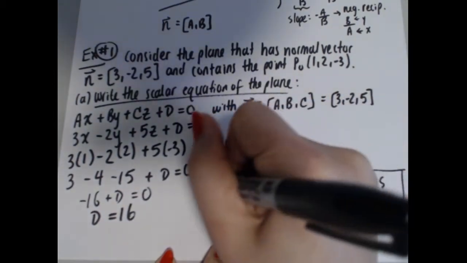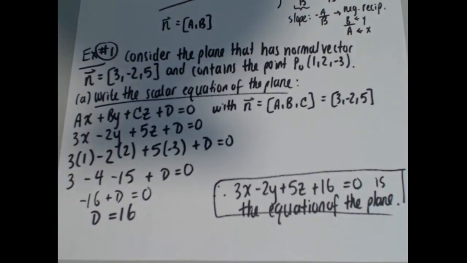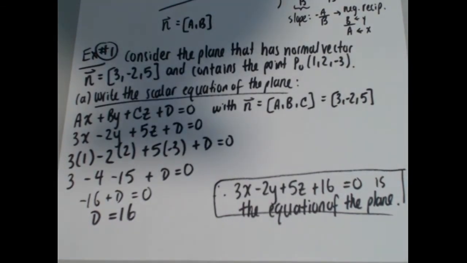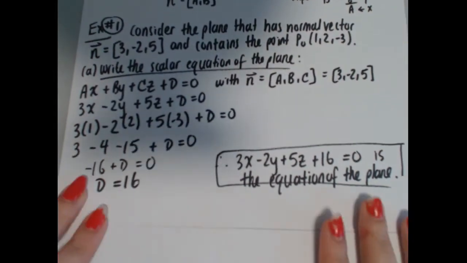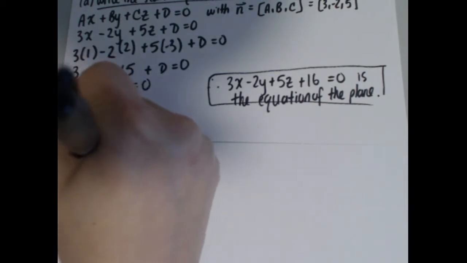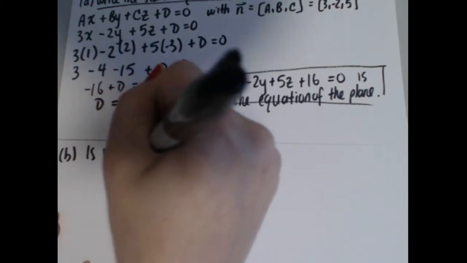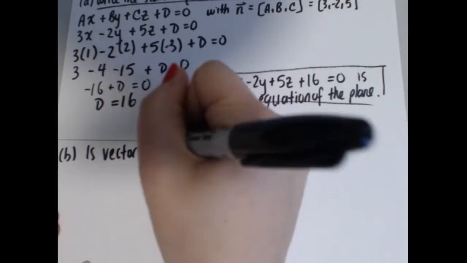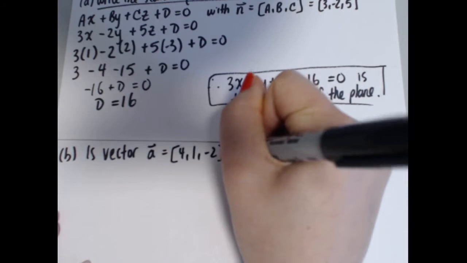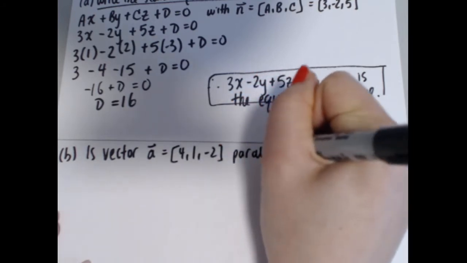Okay, so there's our final answer to the first example, part A. Hopefully that's okay so far. All right, part B, so moving on. Is vector A, which is equal to 4, 1, negative 2, parallel to the plane?